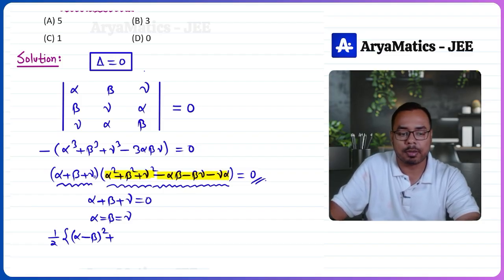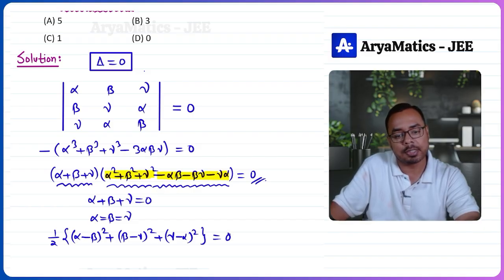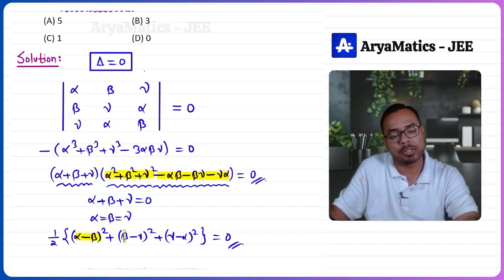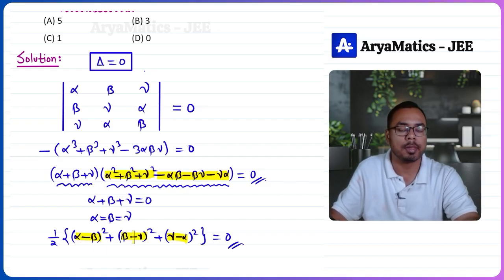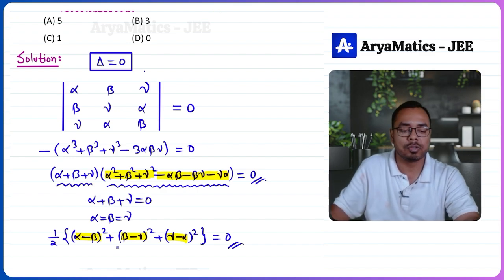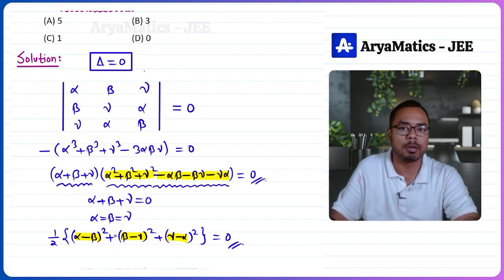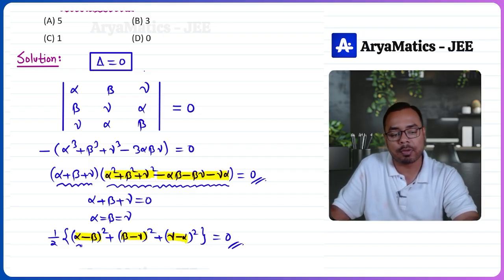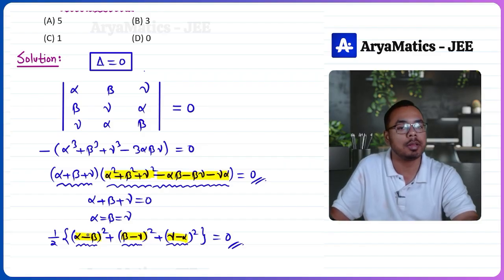The second term is half of (alpha minus beta) square, then (beta minus gamma) square, and then (gamma minus alpha) square. And if this thing is 0, and alpha, beta, and gamma are real numbers, that means each one of these three values must be 0, right? We have three perfect squares, and a perfect square cannot be negative. It will be either positive or 0. And if their sum is 0, then each one of these three terms must be individually 0, which means alpha and beta are equal and beta and gamma are equal, right?